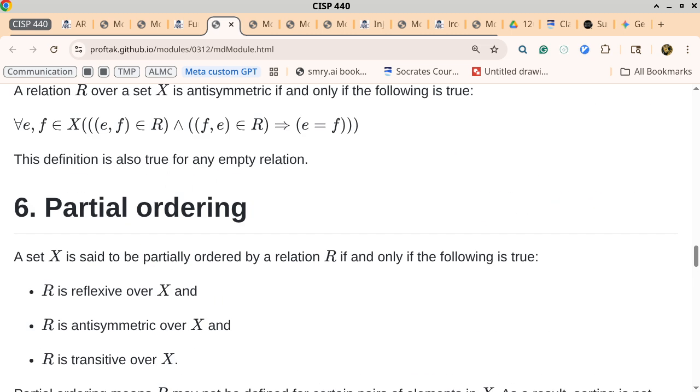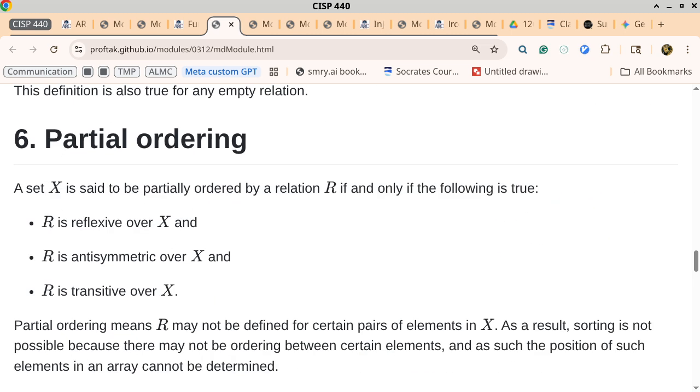But before we go there, we have to first talk about what is partial ordering. For a set X to be partially ordered by relation R, that can only be true if and only if R itself is reflexive over X, antisymmetric over X, and also transitive over X. By this time, assuming that you have watched the video on Monday, you should know what reflexive, antisymmetric, and transitive mean. But if you don't, and you have some questions about it, we can try to answer those questions now too.